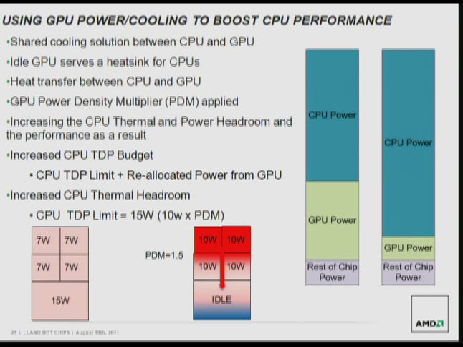If the GPU isn't active, then we can actually direct a lot more power to all four cores and count on the fact that the GPU is a significant thermal sink, and use the power density multiplier across all four cores' core TDP limits.